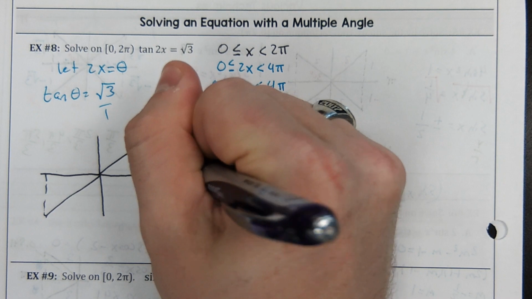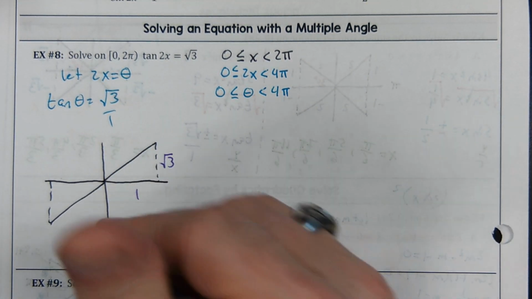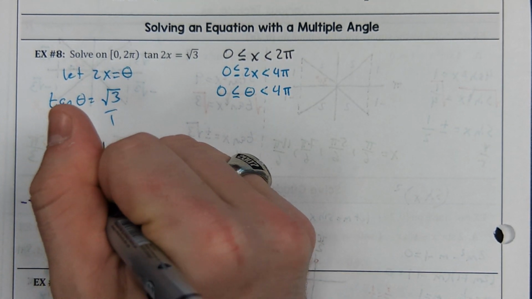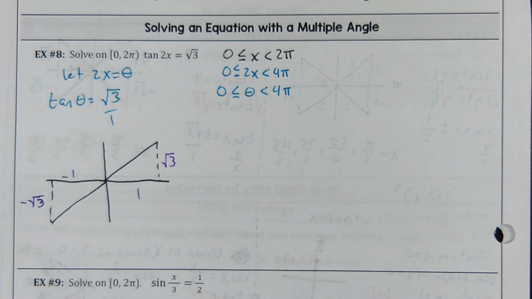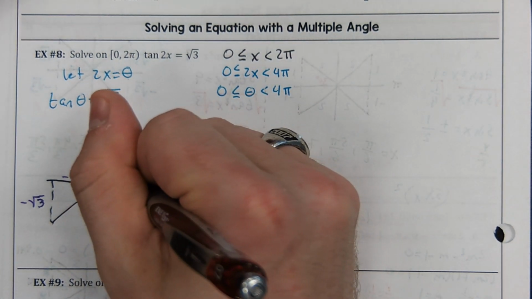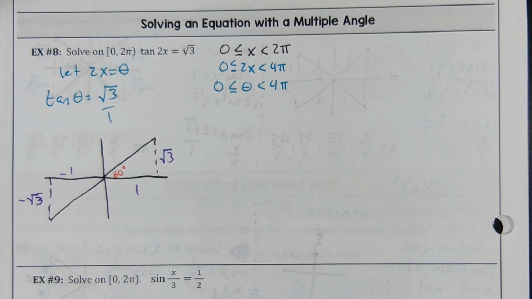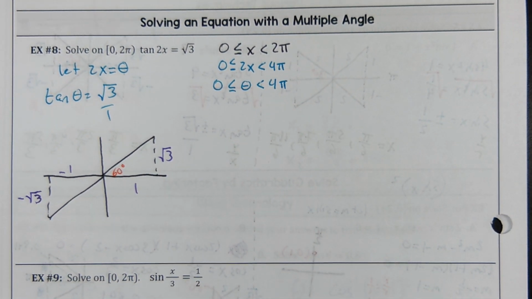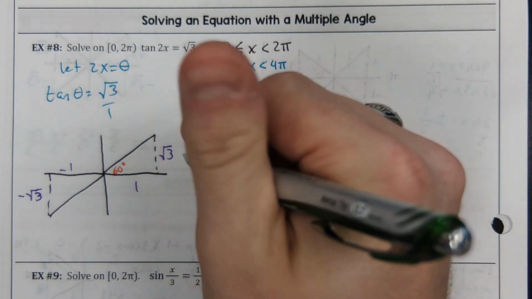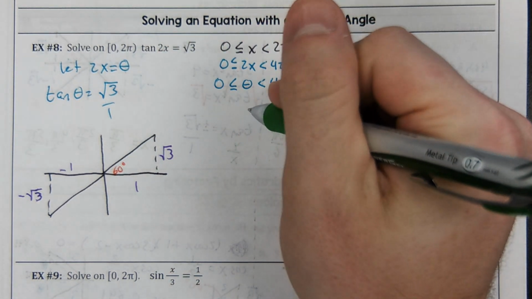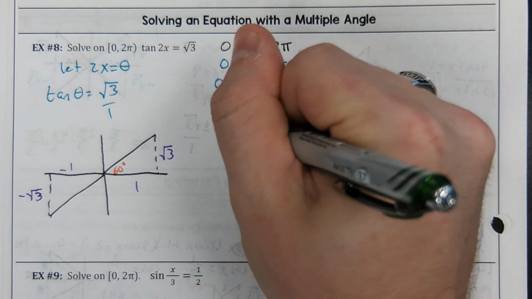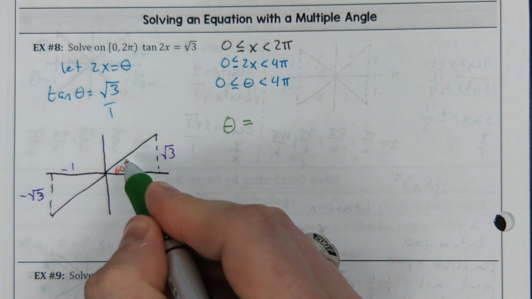Here I have the root, because it's y over x: root 3 over 1, negative root 3 over negative 1. In degrees, what is the size of the reference angle? 60 degrees. And 60 degrees in radians would be pi over 3. So we know we're dealing with the pi over 3's, right? So if it is in the first circle, theta equals pi over 3.